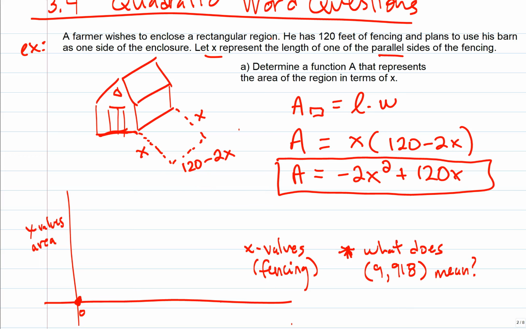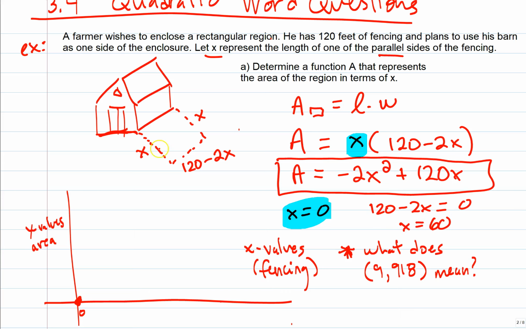I could find the other 0 by taking, like I said, x equals 0 from here. It's already factored, so we know that. And I could take the other part, the 120 minus 2x, and set that equal to 0. Solving that, subtracting the 120, dividing by negative 2, we get that x is equal to 60.